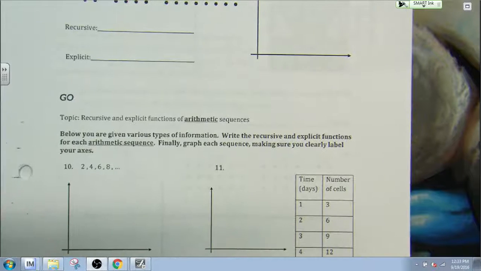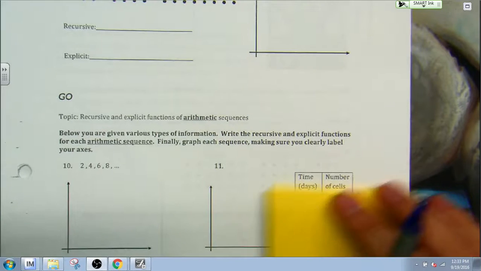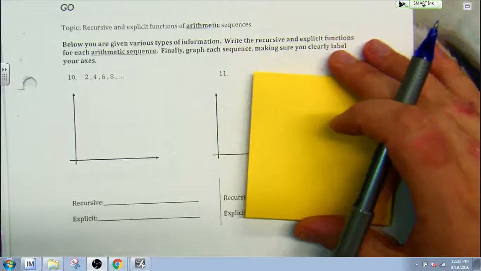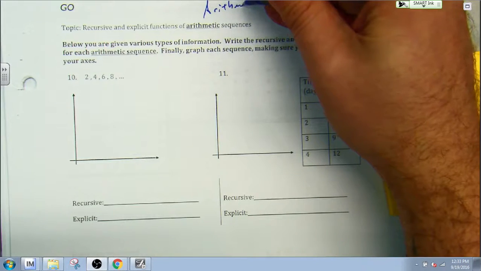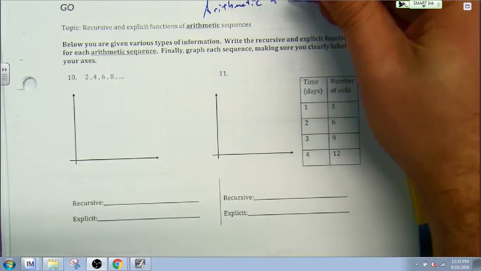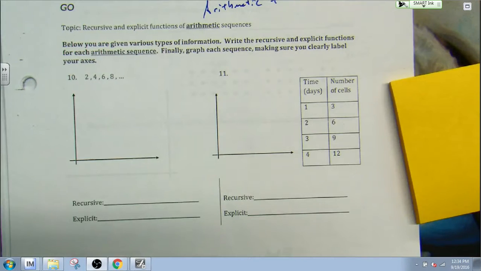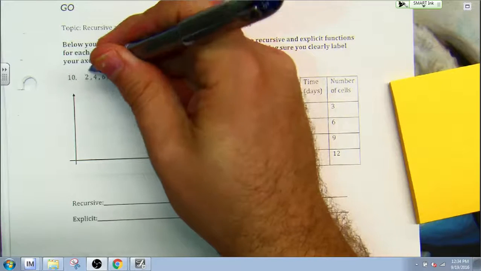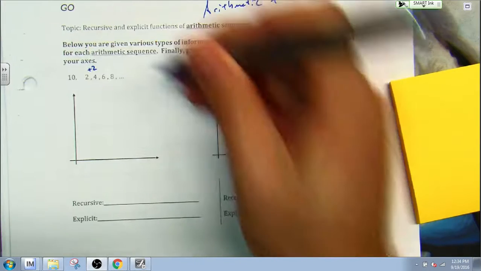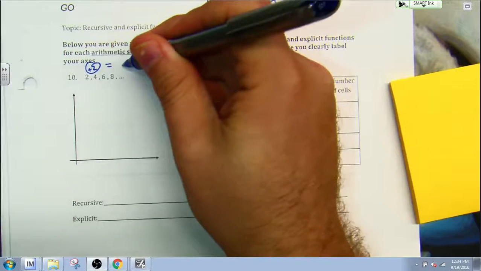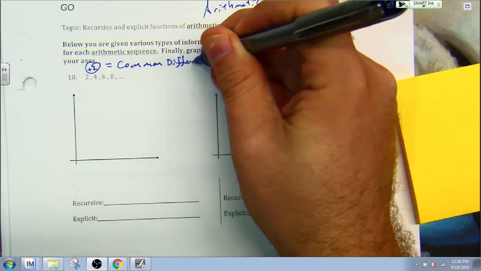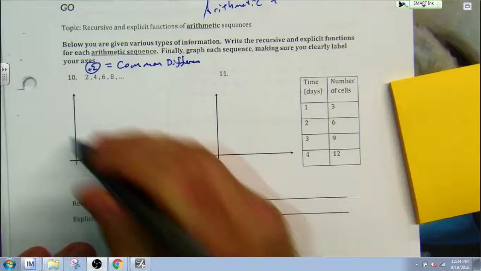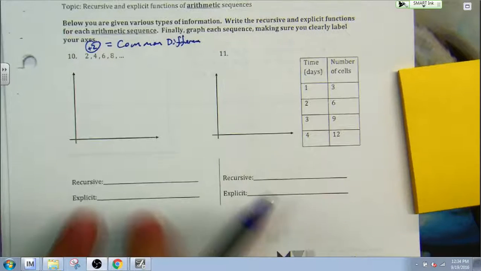And so for this one, remember for our arithmetic sequences, arithmetic means we are adding or subtracting from one step to another. So I look here, I go 2 to 4 to 6 to 8, I see that I'm adding 2. And so that add 2 is my common difference. Okay?